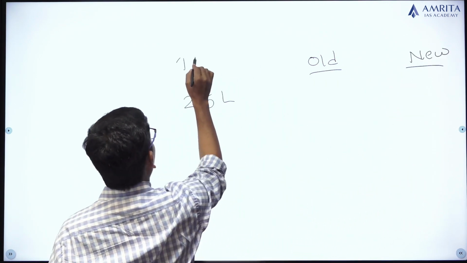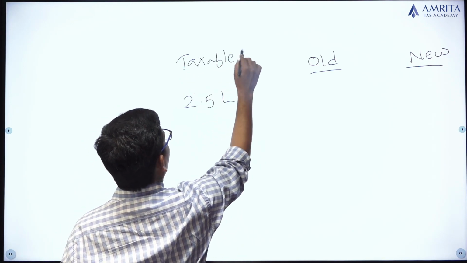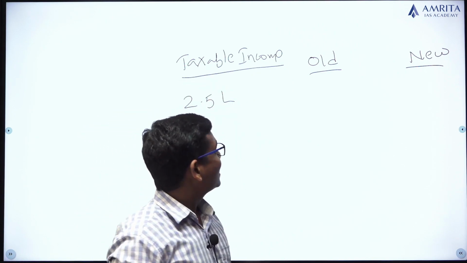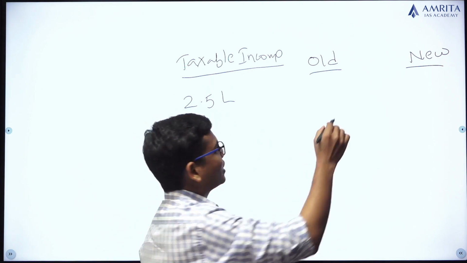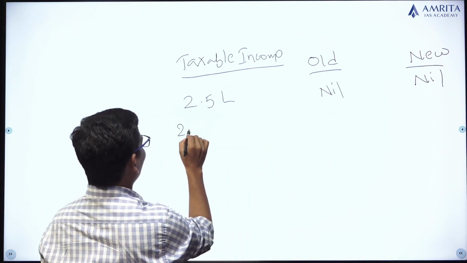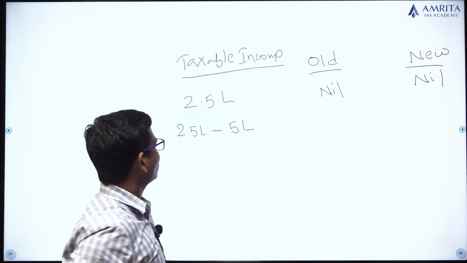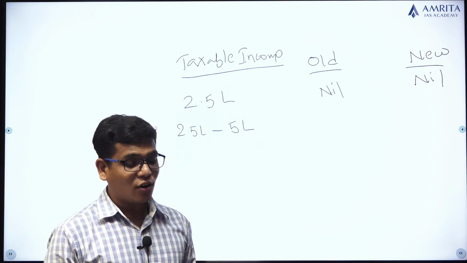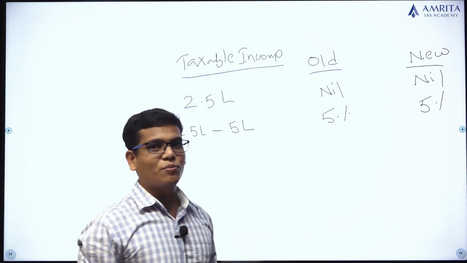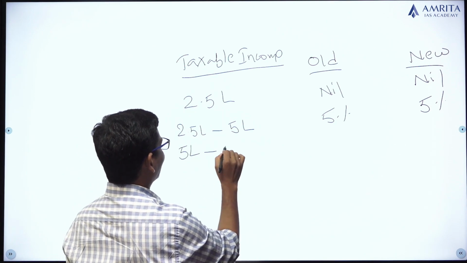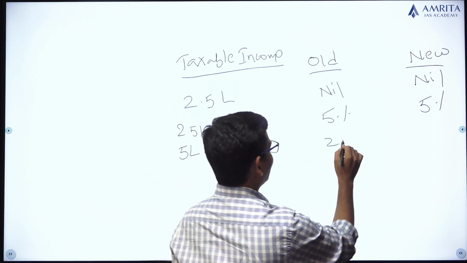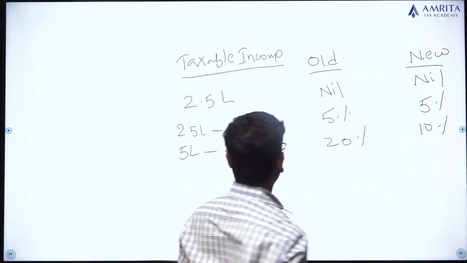This is taxable income. So if your taxable income is 2.5 lakh, then in the earlier structure you need to pay nil tax, that means no tax. Here also nil. But if your income is 2.5 lakh to 5 lakh, in the old structure you need to pay 5%, in the new structure also you need to pay 5%. If your income is between 5 lakh to 7.5 lakh, in the old structure you need to pay 20%, in the new structure you need to pay 10%.